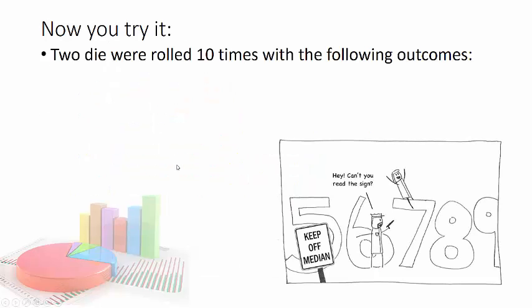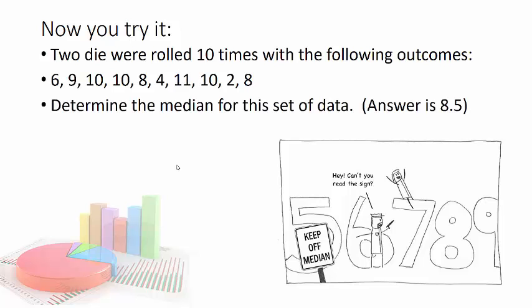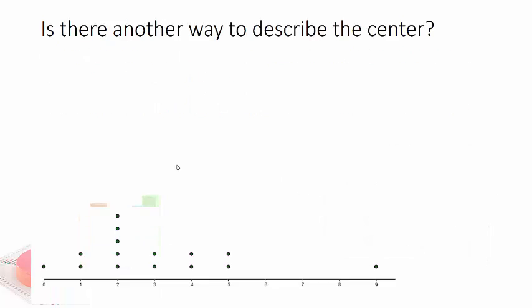So now I want you to try it. We're going to roll 2 dice 10 times with these outcomes and determine the median. Hopefully your answer is 8.5. So you can pause it if you need to work here. And I'm moving on. Is there another way to describe the center?